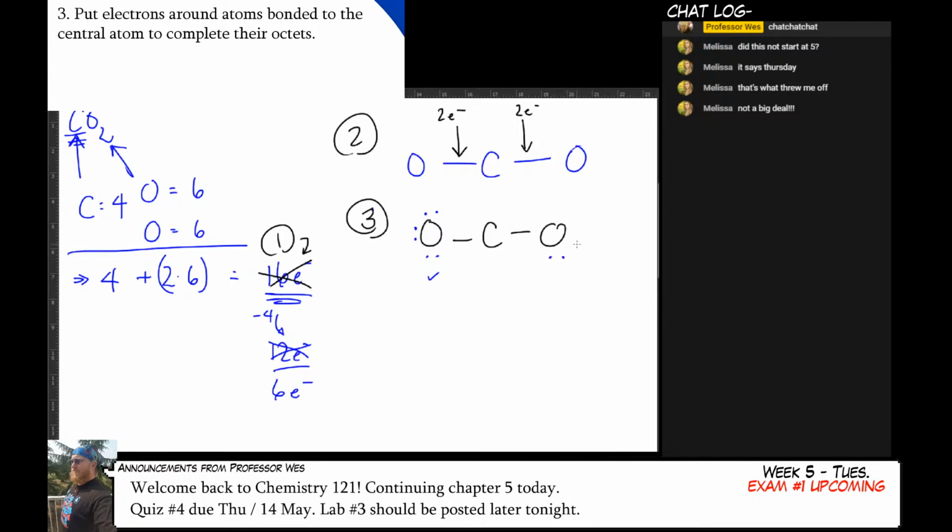Now I'm going to go over here and do the same thing to this oxygen. It has an octet. I used 1, 2, 3, 4, 5, 6 electrons. This line is 2 electrons. It has an octet. Uh-oh, we're out of electrons. But that's okay, we finished step 3. Step 3 was just to put electrons on the outer atoms. And we've done that, so everything is good.